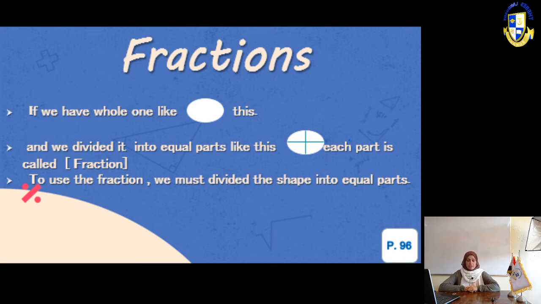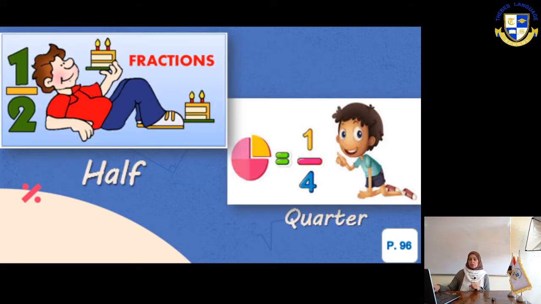This is half. This is half. He has two pieces, ate one, and he has one, so half. 1 over 2 is half. What about 1 over 4? 1 over 4, one part from 4. This is called a quarter. So you have a half and a quarter. This is from your book, page 96.